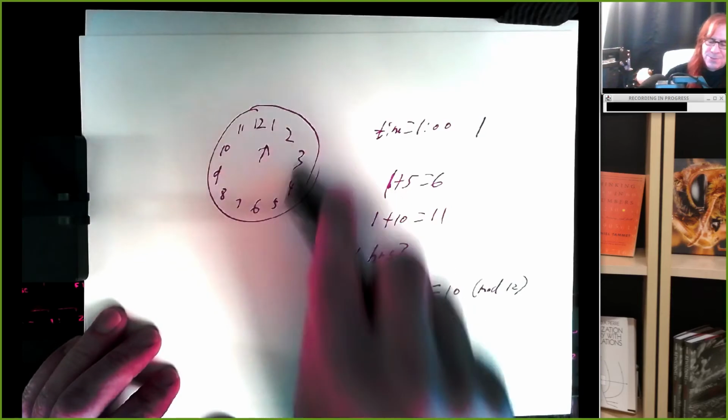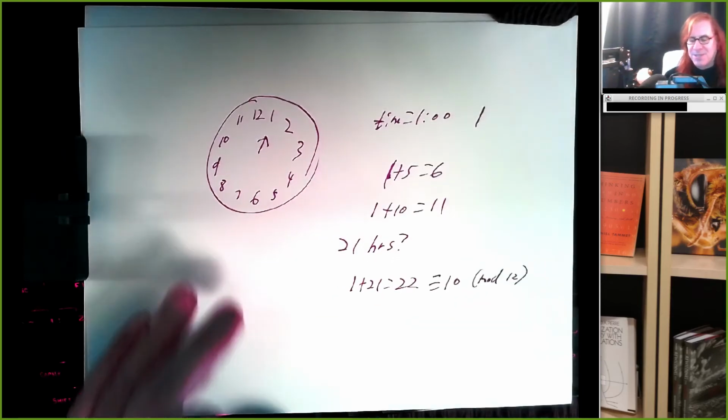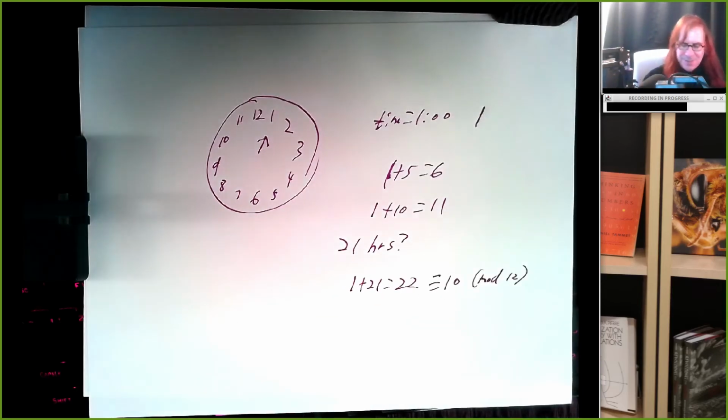And so you could say, what time is it going to be in 1,000 hours? Well, it's not going to be 1,001 o'clock. It's going to be whatever the remainder is when you divide 1,001 by 12. That many hours past high noon.